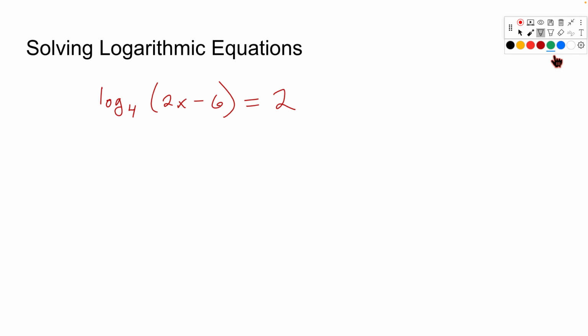What does the log dance give us? What do we call this? The base. What is this 2? On a logarithm, it's the answer, but on an exponential, it's the exponent, isn't it? So what this tells me is I can take 4 to the second power, and that's going to equal 2x minus 6.